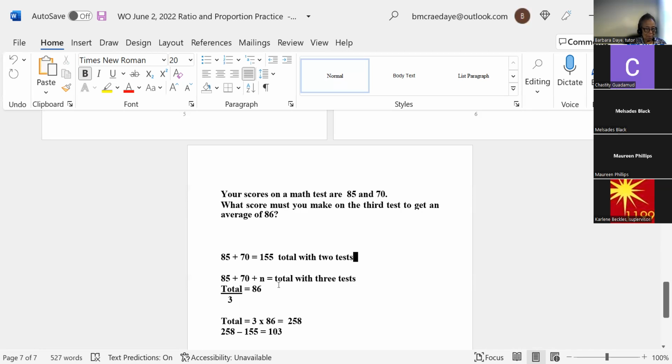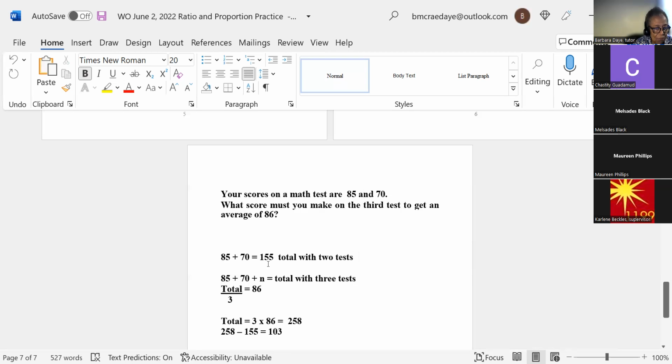So the question should be, why do you add the 2 numbers together first instead of adding the 3 numbers together? You can't add the 3 numbers together because these are scores. This is an average. They're not the same thing. You can't add these 2 together, Mercedes. They're different entities. These are scores. 86 is an average.